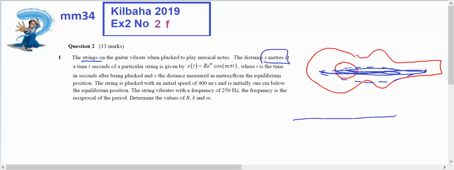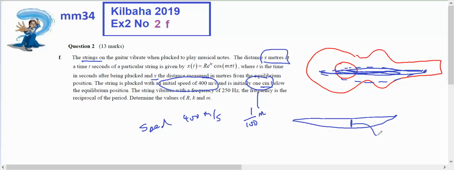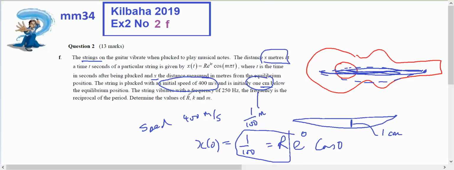If it's been plucked and the distance from the equilibrium point is x, so the string is plucked at an initial speed of 400 meters per second and is initially 1 centimeter, so that's 1/100th of a meter, because it's 100 centimeters in a meter, below the equilibrium point. So I know that at the start, the distance there is 1 centimeter. So from that I know that x of 0 equals 1 on 100, which means I've got r, e to the 0, cos to the 0. Cos of the 0 is 1, e to the 0 is 1, r equals 100. So I've already got the r value.